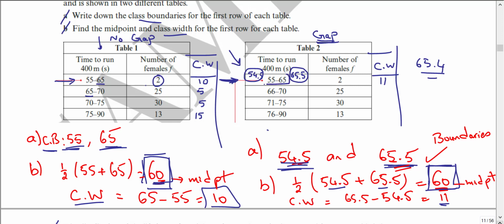You have 55 to 65 here, and you have 55 to 65 here. This one has class width 10. This one has class width 11. Why? Because when you calculate class width, you calculate the width of the boundaries. And the boundaries here are 65.5 and 54.5. So the class width will be 11. Is this clear?